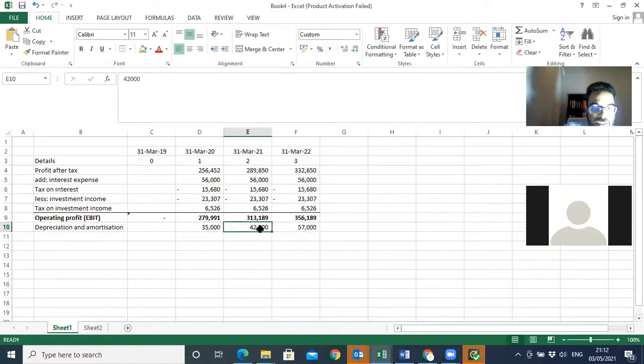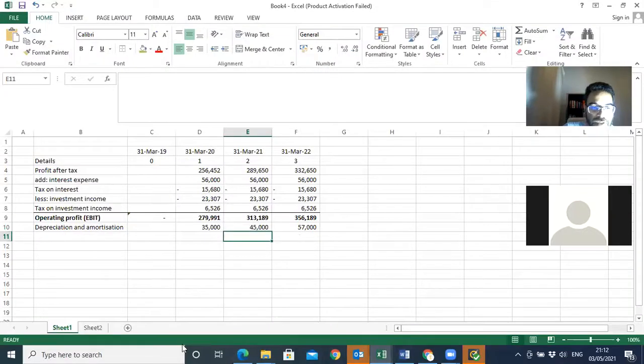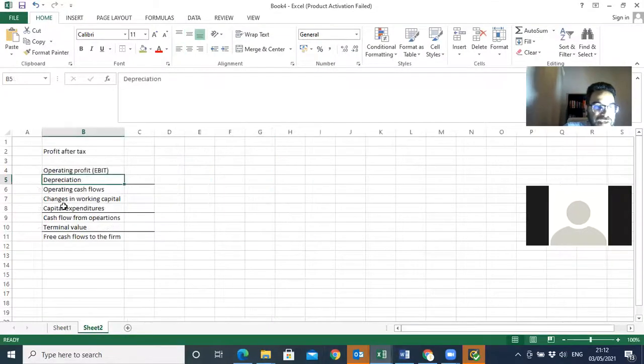35, 45, and 57. So the last one is right. This must be 45. Yeah. Like that. Okay. So there we have that. Now we're going to need to get change in working capital and then capital expenditure.